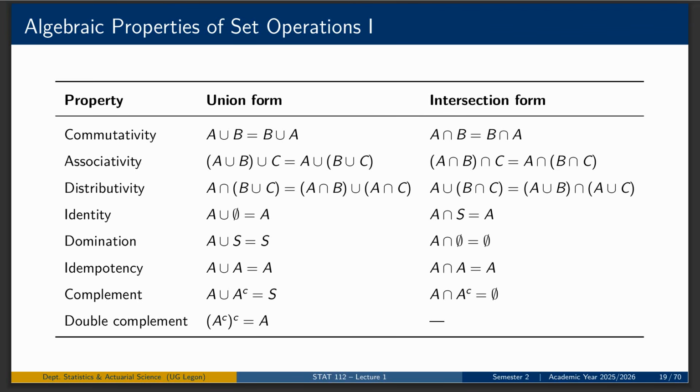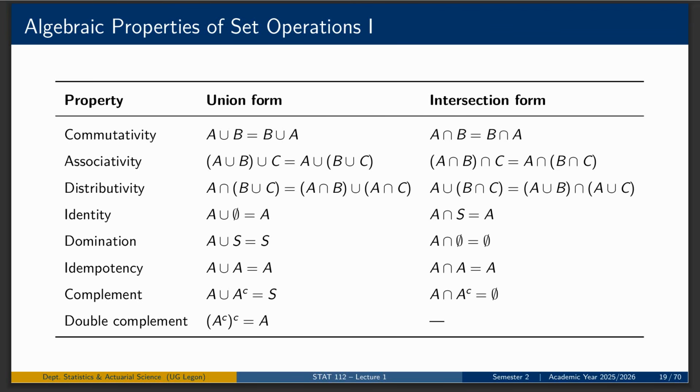We will look at this. And then the complement: A union A complement will give you what? The sample space. A intersection A complement will give you a null set. And the double complement will give you A. So these are very important, and we will use this in probability, so please take note of this. These are very important concepts that will help us in proving some concepts in probability.